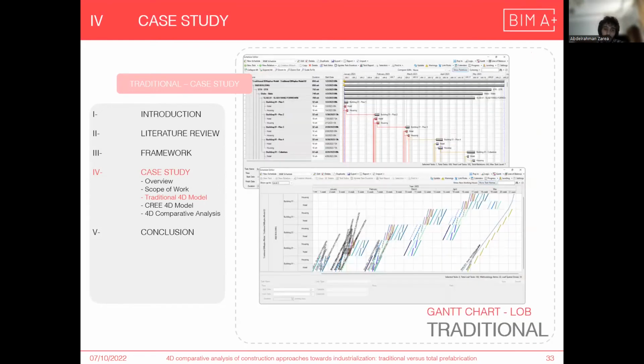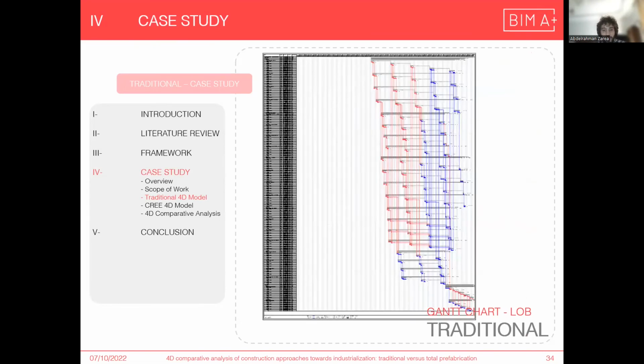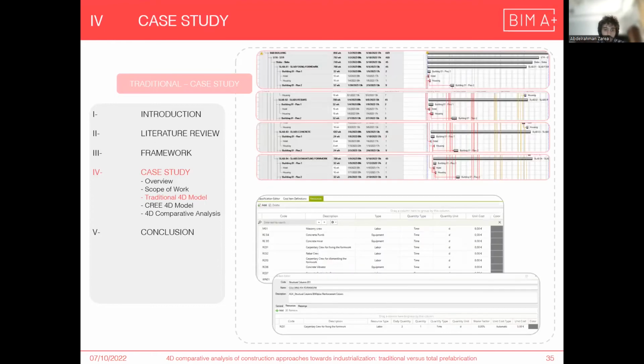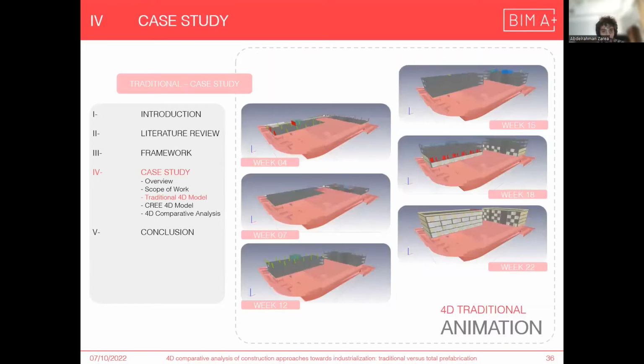So the Gantt chart is generated as well as the line of balance, and the user can export the whole Gantt chart to facilitate the process of 4D modeling. And here is a zoom in, showing the relationship between hotel building and house building, and how the user can insert the resources inside Bexel to know the resource levels. And here is the progress of work and the sequence of work for the traditional animation per week.